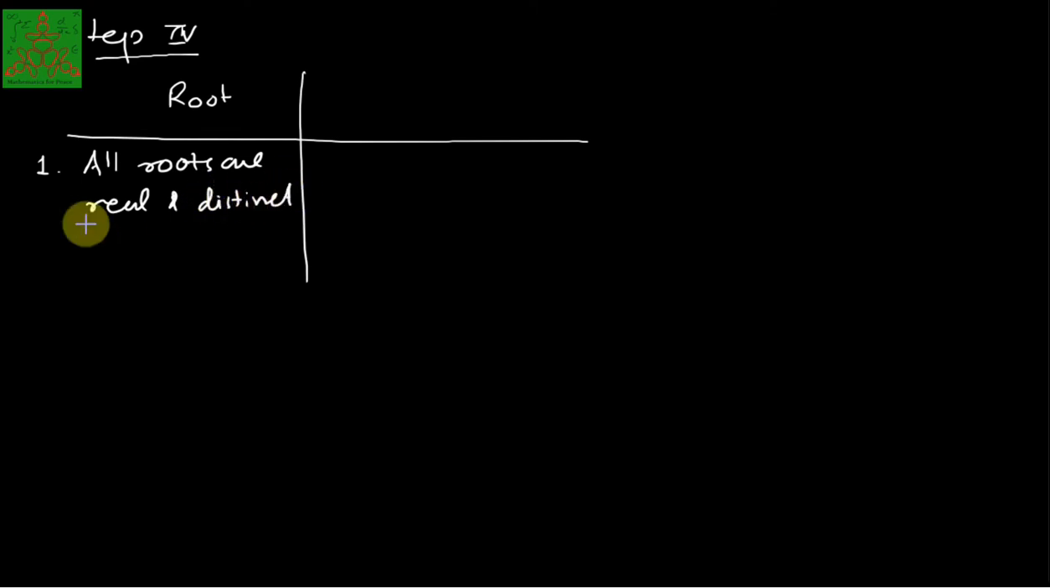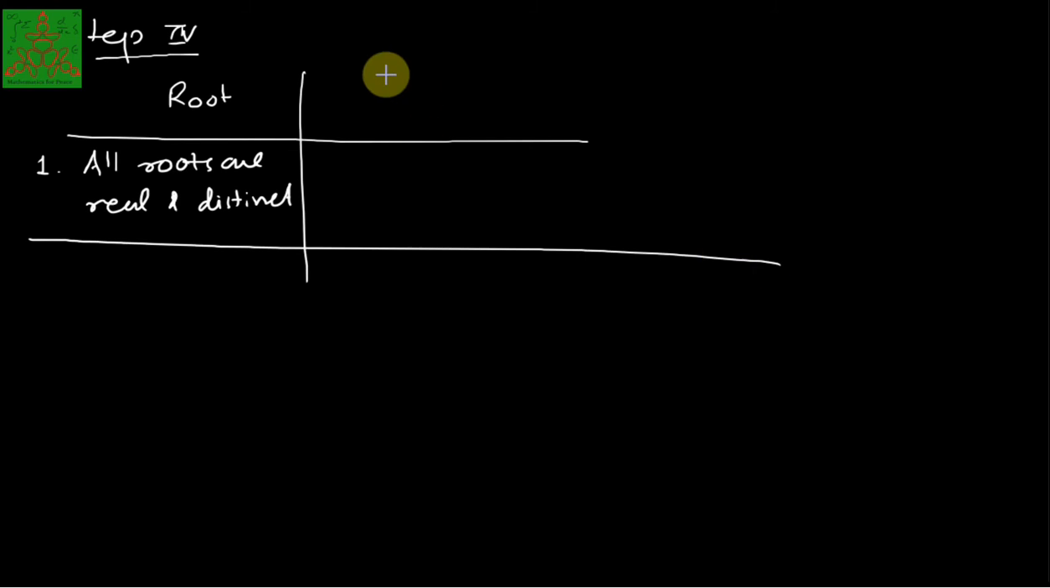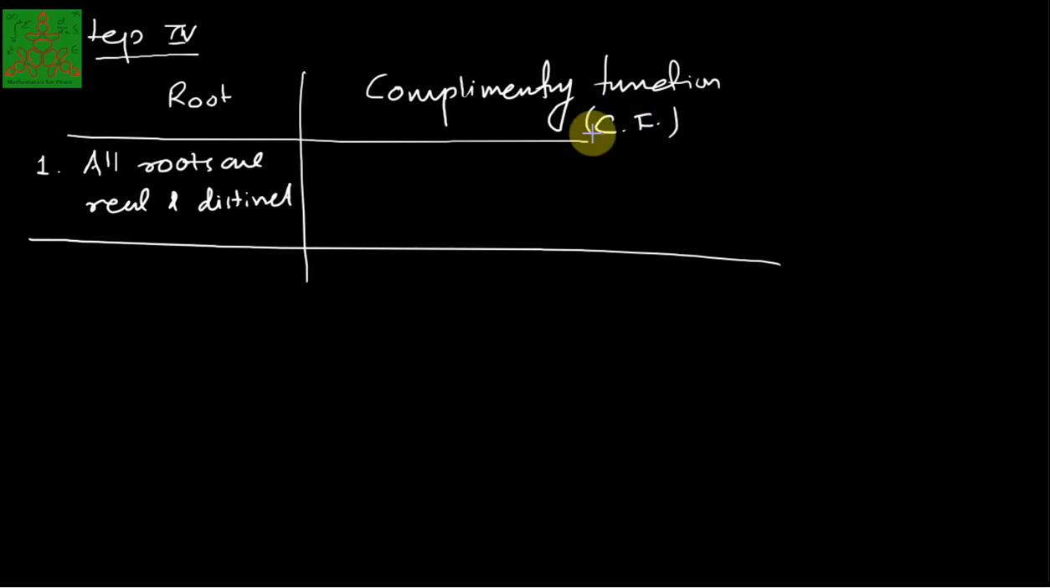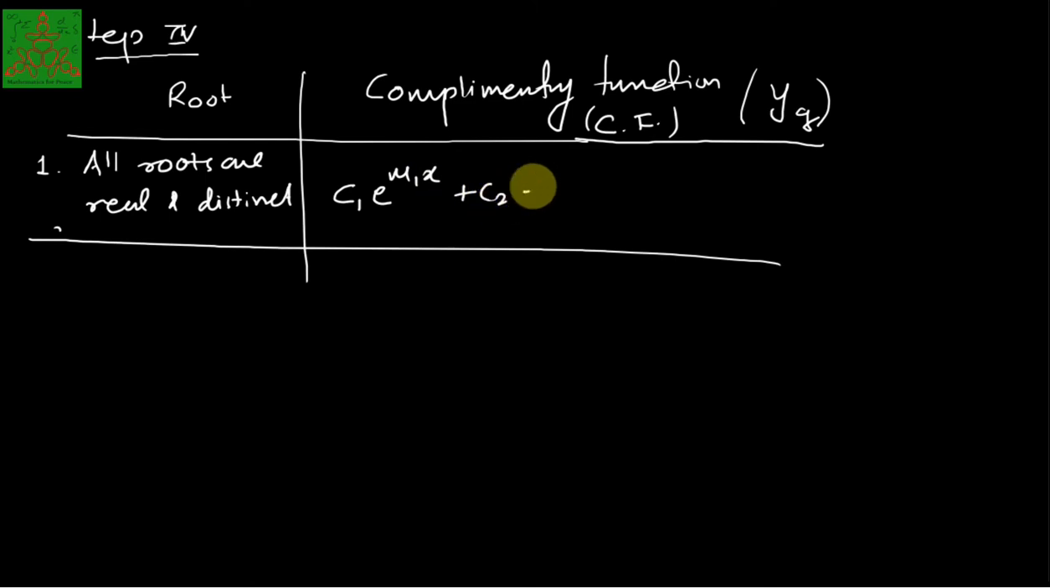If they are real roots and all of them are different roots, then you can write down the complementary function. In short, this is the CF, complementary function, and it is denoted by YG. Let's say all roots are real and distinct, and say that the roots are m1, m2 up to mn. So the complementary function can be written as C1 e power m1x plus C2 e power m2x, and so on up to Cn e power mnx.